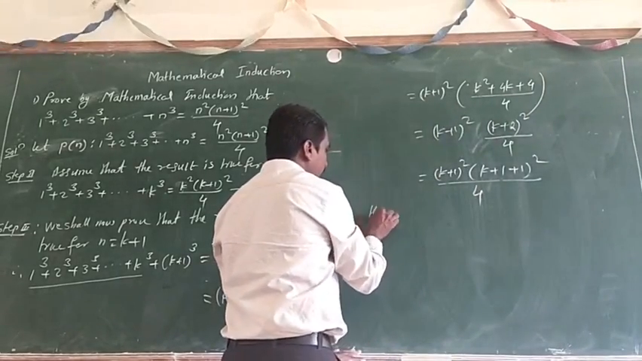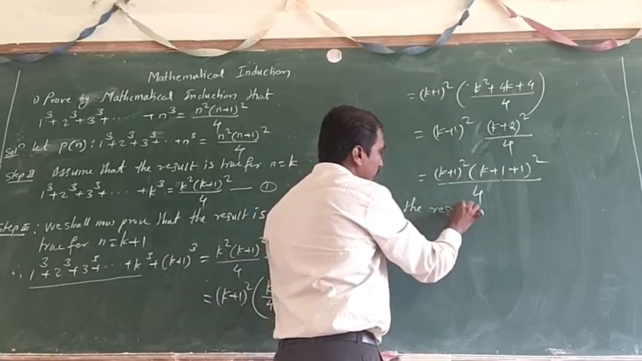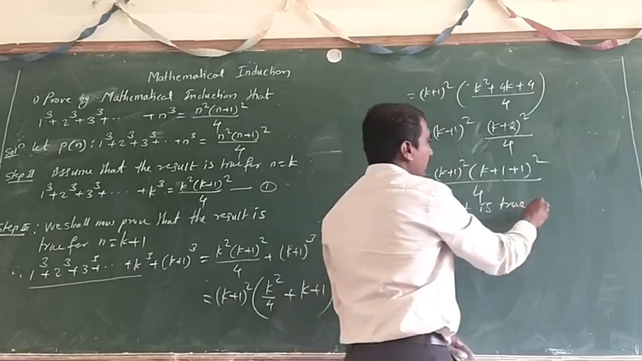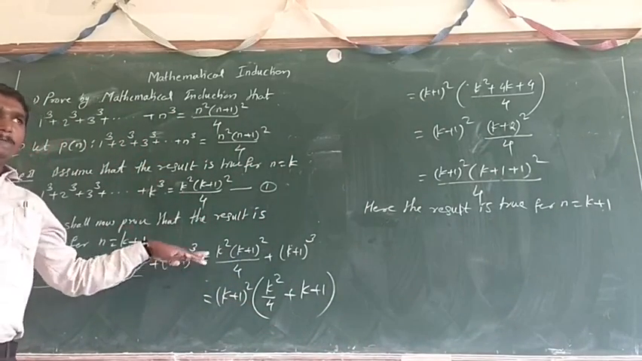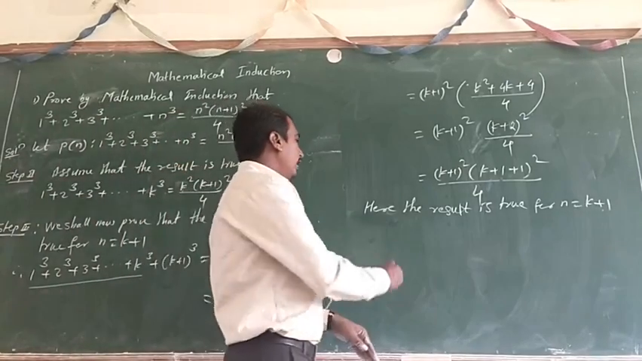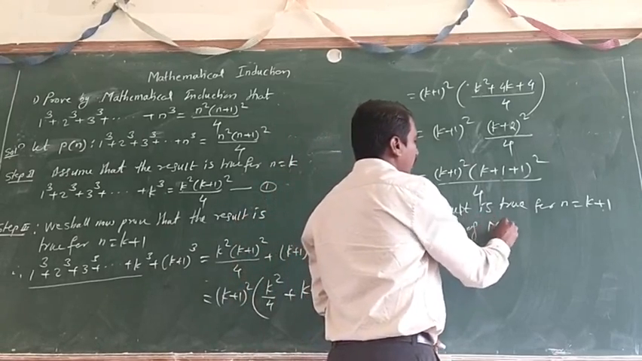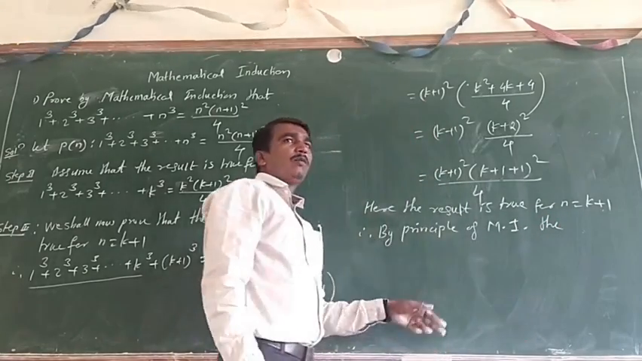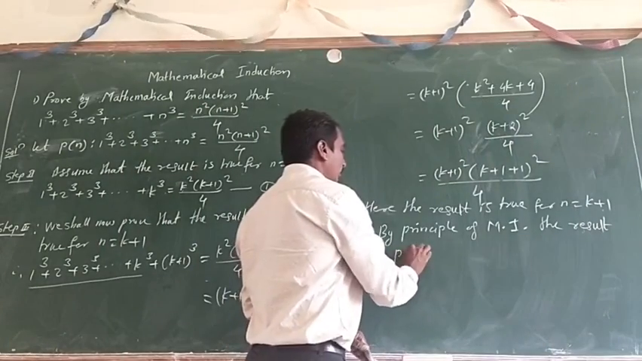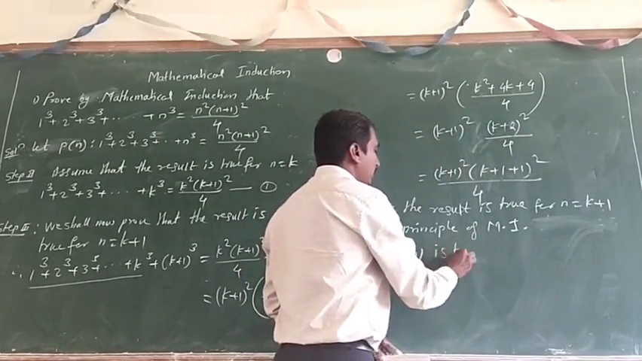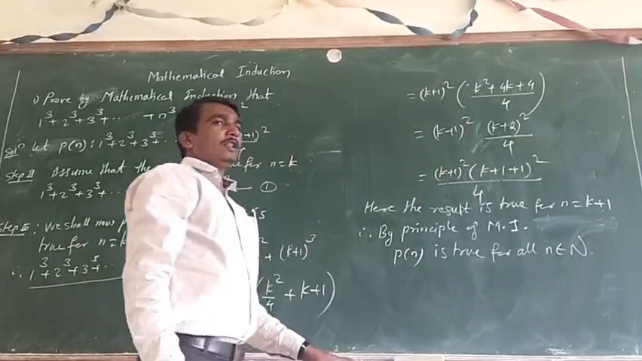Hence here the result is true for n equal to k plus 1. So whenever the result is true for n equal to 1, and if the assumption is true, and the conclusion is also true, therefore by the principle of mathematical induction, the result is true for every n. By the principle of mathematical induction, P of n is true for all n belonging to N. Hence the solution.